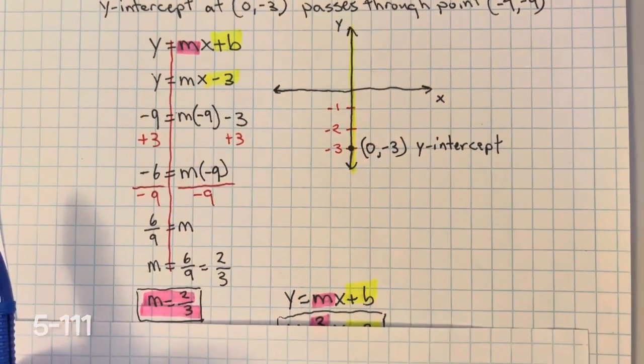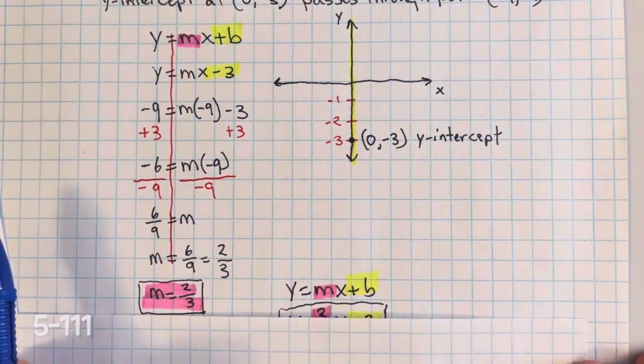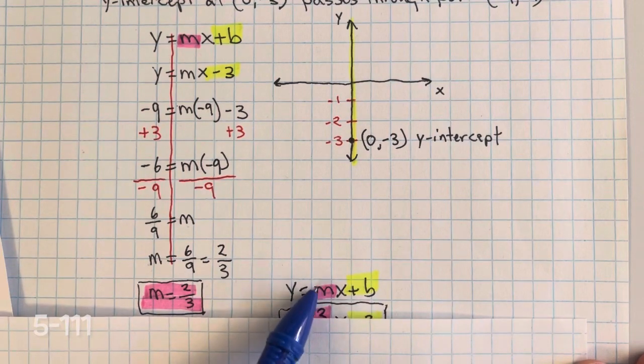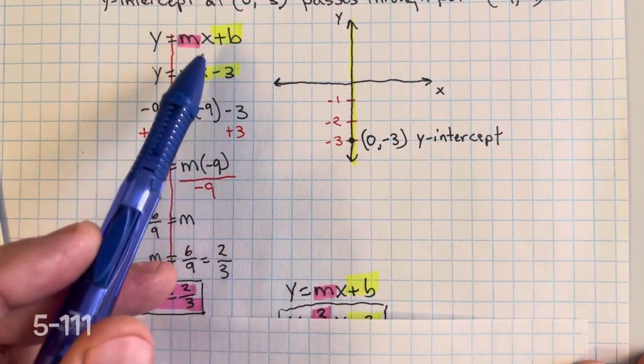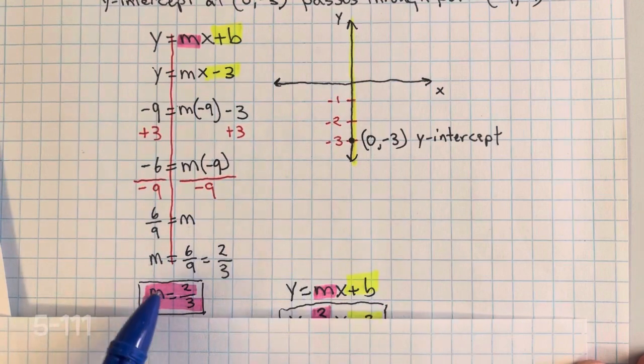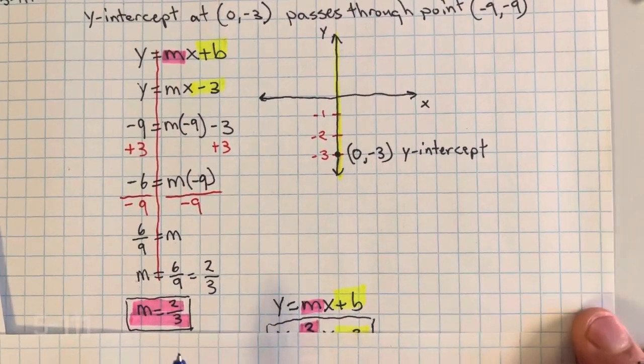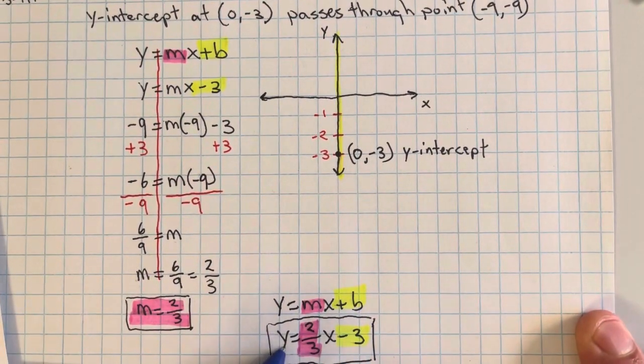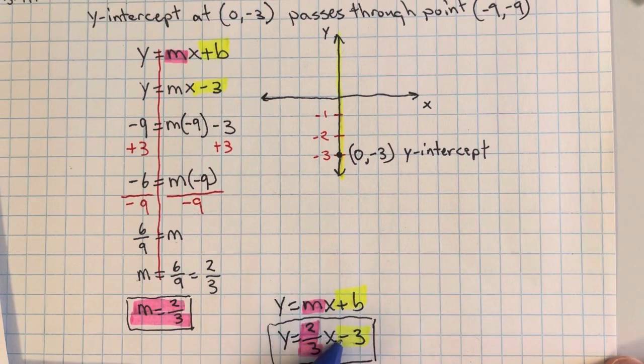And then we wanted to find the equation of this line. So we know the y-intercept is -3, and we just found the slope. So y = 2/3 x - 3.